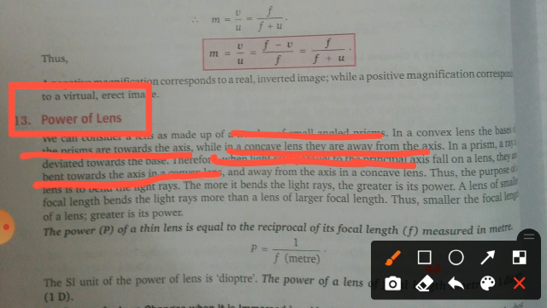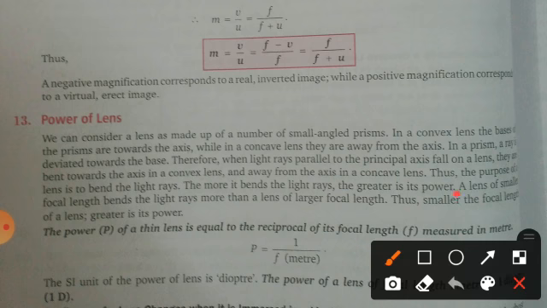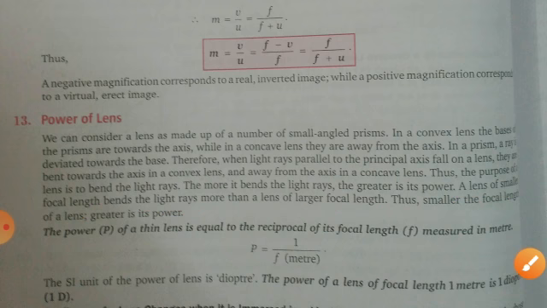The more it bends the light ray, the greater is its power. So as much as the light is bent by a lens, the more powerful the lens is; this determines the power of that lens. A lens of smaller focal length bends the light ray more. You have to remember this line: a lens whose focal length is smaller bends the light ray more than a lens of larger focal length. So, the smaller the focal length, the greater is its power.